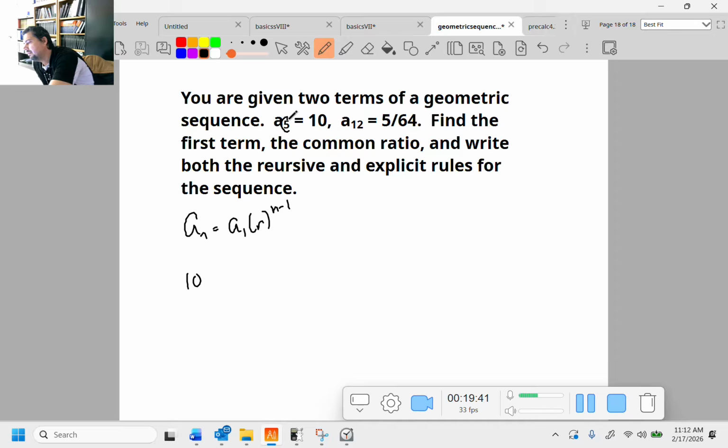I am 10 on the 5th term, and 5 minus 1 is 4. I am 5/64 on the 12th term, and 12 minus 1 is 11. Now, I was taught in 7th grade, just like you were, how to divide something out. So the first term can be thought of as 10 over r to the fourth.